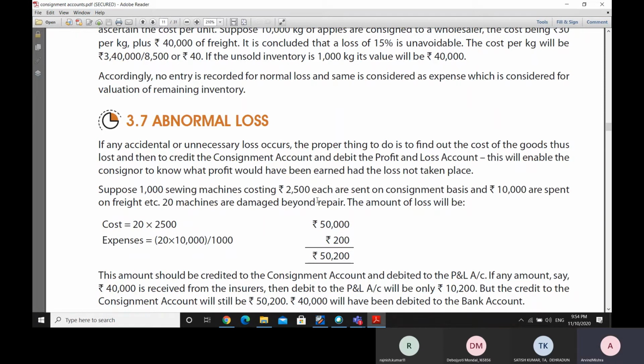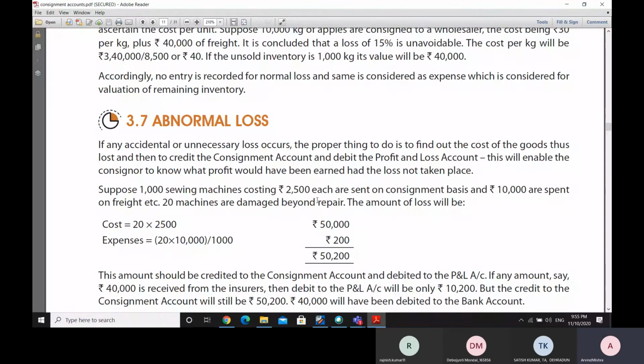So basically, we have to understand here that an abnormal loss has happened. Now, if we take abnormal loss into consideration, we won't know what percentage of profit we are making on the consignment. To ascertain the actual percentage of consignment profit, the abnormal loss figure should not be there. So after calculating the cost of the goods which were lost, we will credit that value to the consignment account. That is to say, we'll add it to the profits of the consignment account and we'll debit it in the profit and loss account.